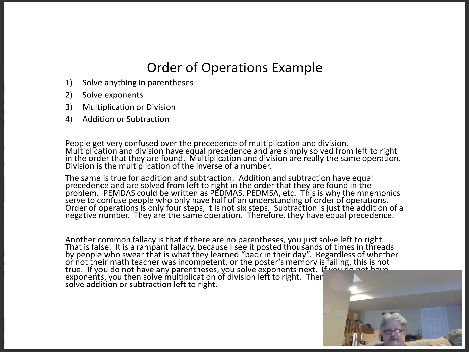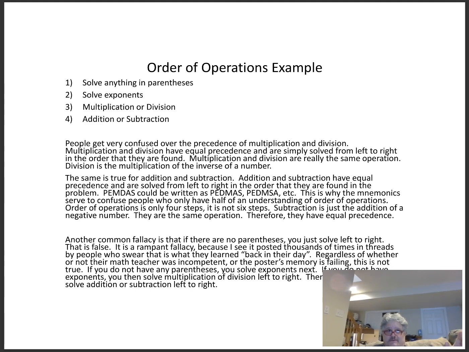Another common fallacy I see is that a lot of people will say, well, if you don't have any parentheses, you just solve left to right. That's really a big one. I see it posted a lot by people. Regardless, you still are going to solve by the order of operations.